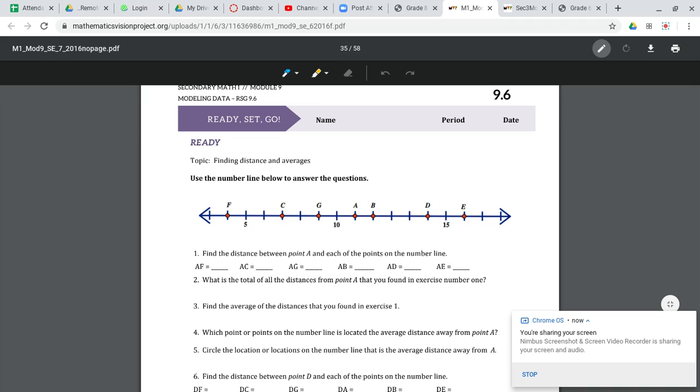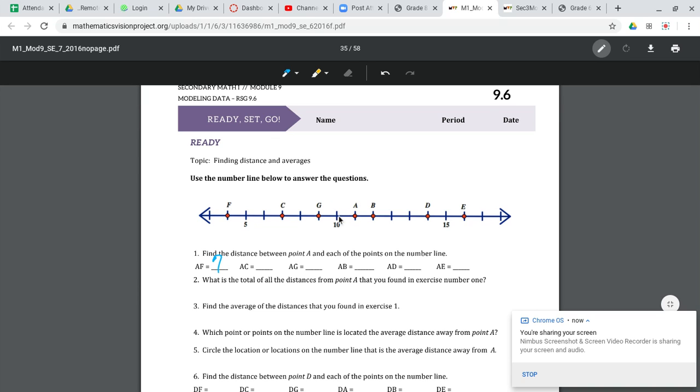All right, so what we are looking at today is 9.6. For number 1, we want to find the distance between point A and each of the points on the number line. So A and F. So we go 1, 2, 3, 4, 5, 6, 7. So A to F is 7.